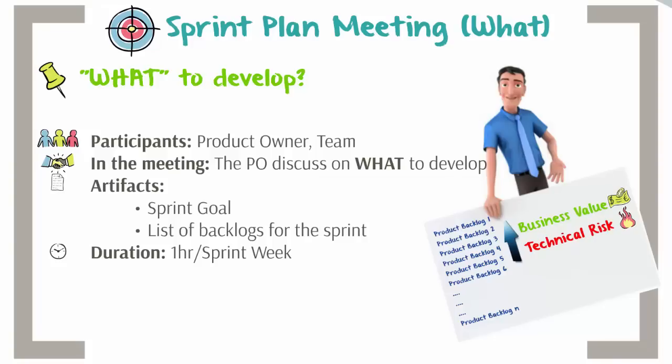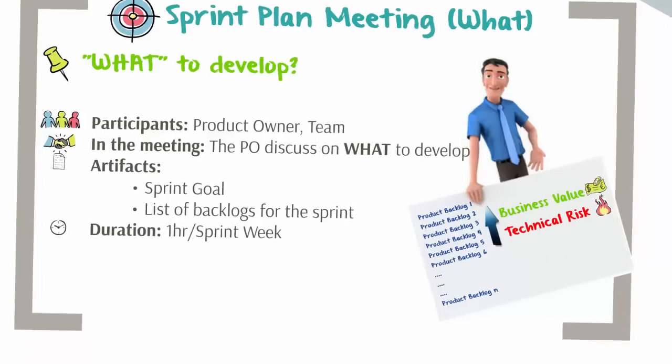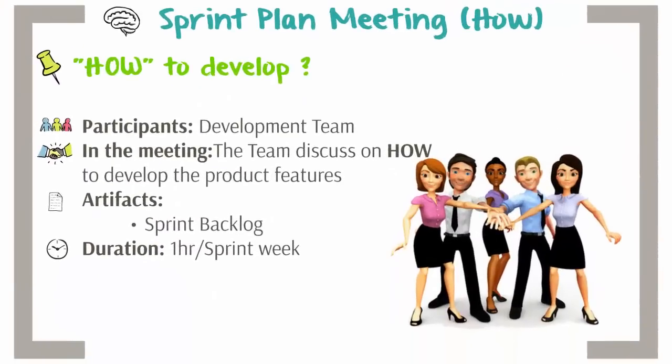Sprint goal is now crafted by the entire Scrum team. In our case, the team decides to implement a basic video streaming website, leaving out the mobile implementation for a future sprint. Having set the sprint goal and selected the product backlog items, the development team conducts a second sprint plan meeting.